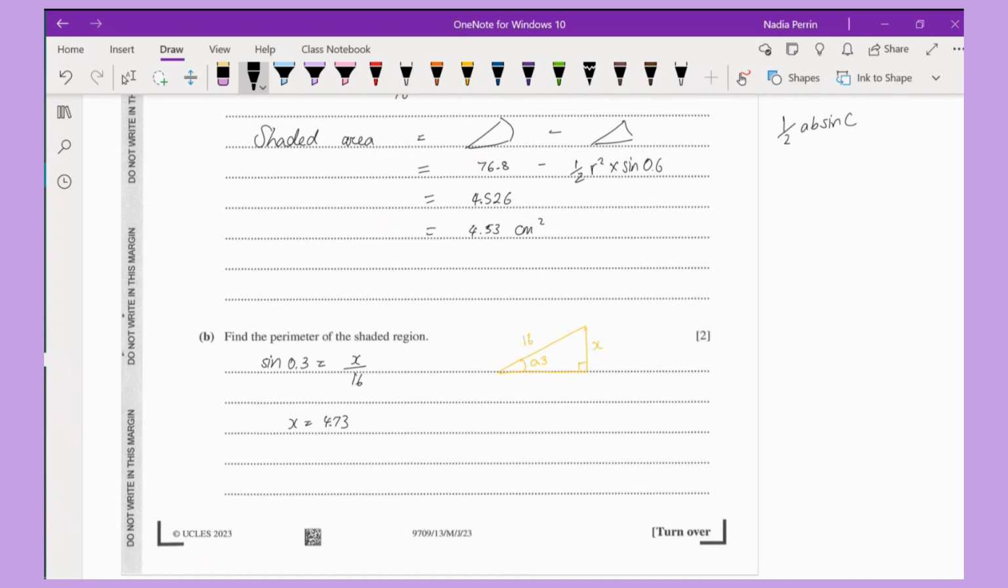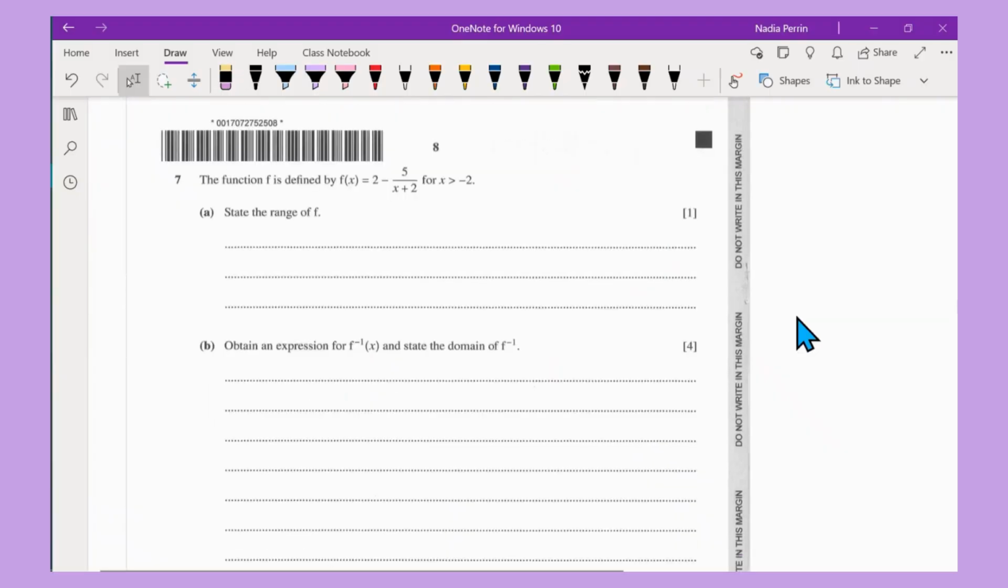But of course, because we're actually looking at this whole bit, we need to add 2 lots of x plus 9.6, which gives us 19.06 centimeters, or 19.